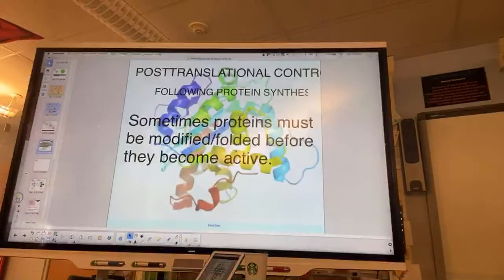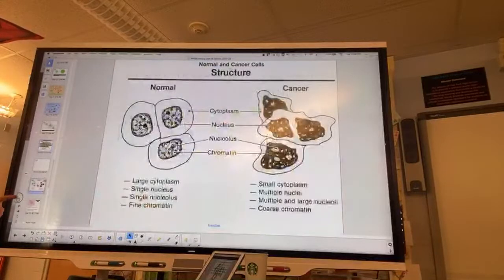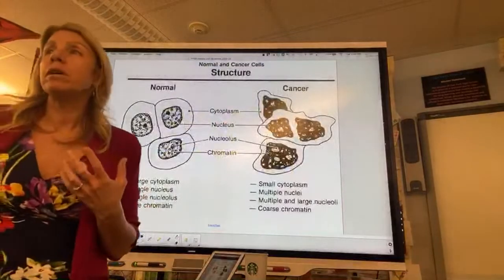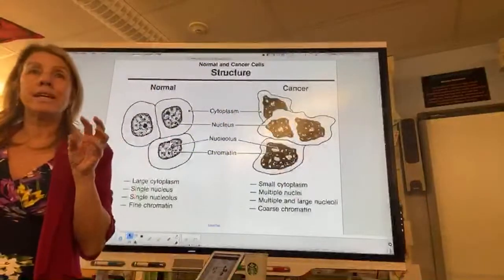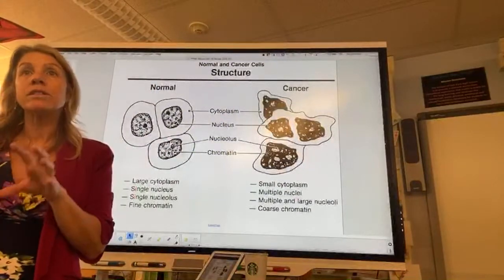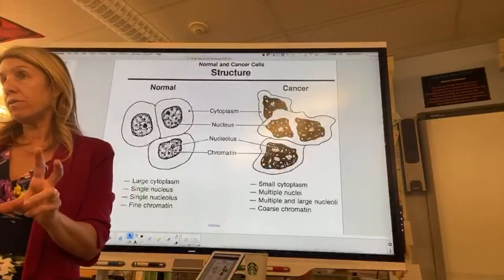Then the last big topic of this unit was about cancer, and one of those would be about differentiating between cancerous cells and non-cancerous cells. They physically look different.